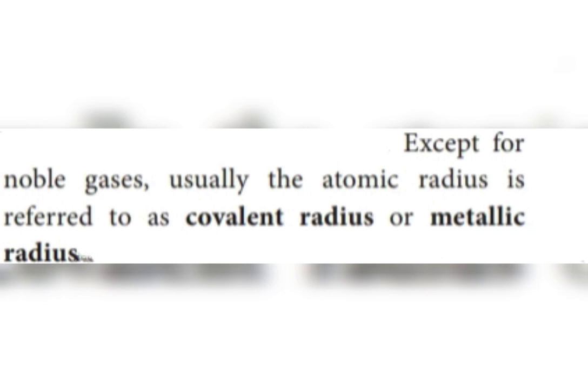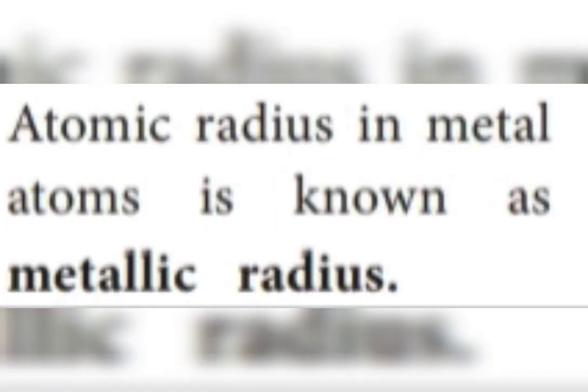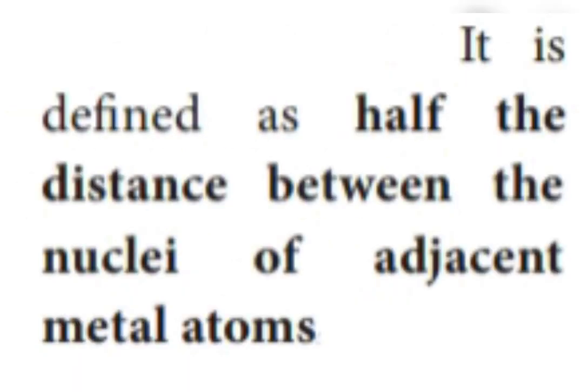Except for noble gases, usually the atomic radius is referred to as covalent radius or metallic radius. Atomic radius in metal atoms is known as metallic radius. It is defined as half the distance between the nuclei of adjacent metal atoms.